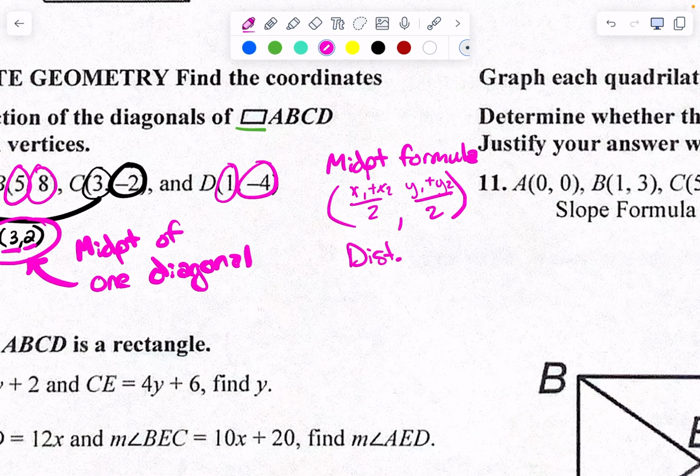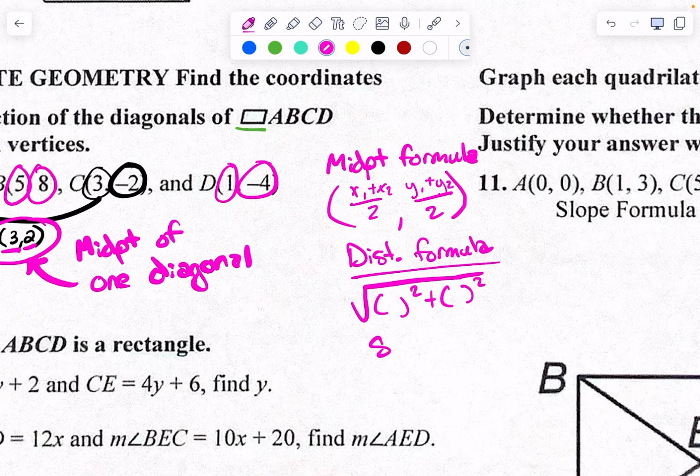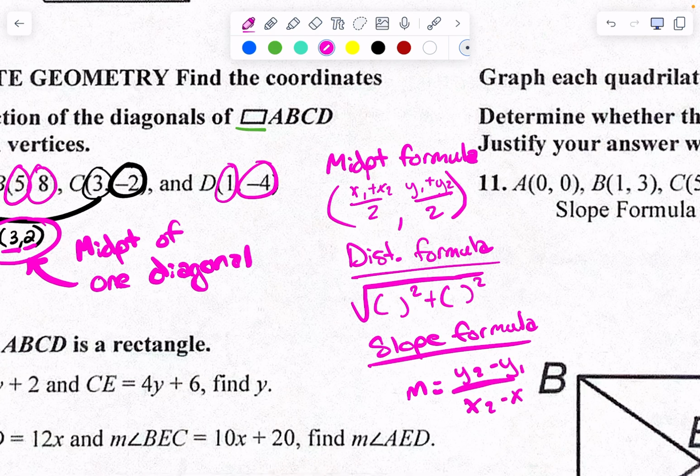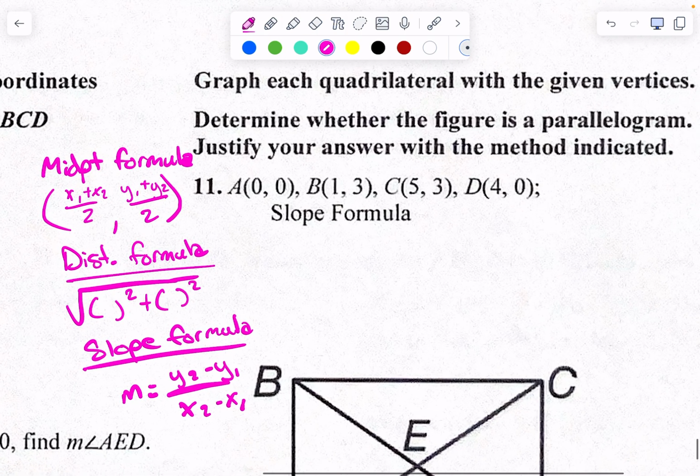Or slope. Distance formula is this guy. And then the slope formula. What's the formula for slope? Y equals mx plus b, that's slope-intercept form. We just want m. Y2 minus Y1 over X2 minus X1. There you go. So you're going to use one of those 3 methods. In this case, over here, they say use the slope formula.